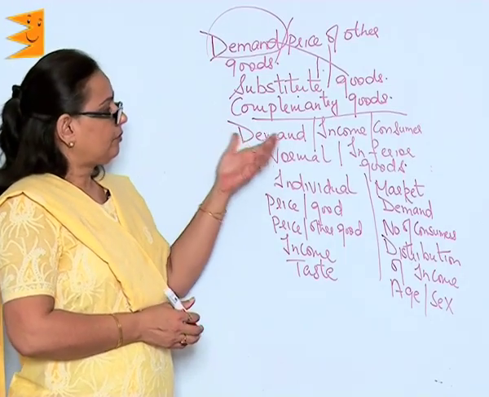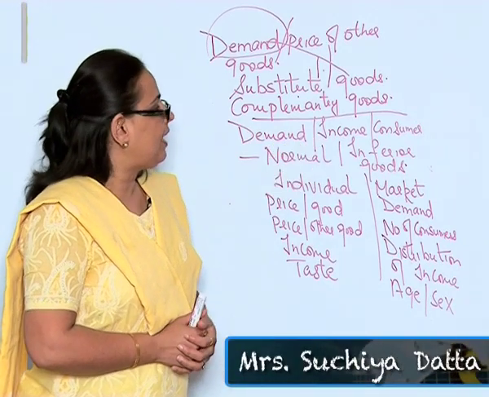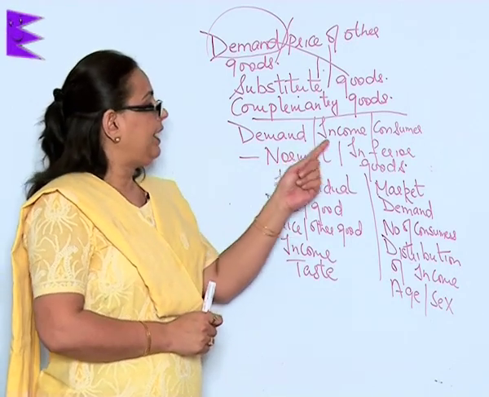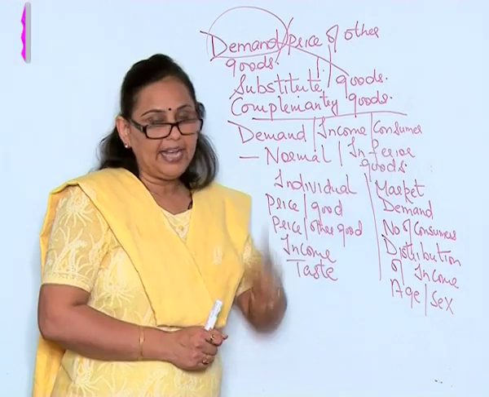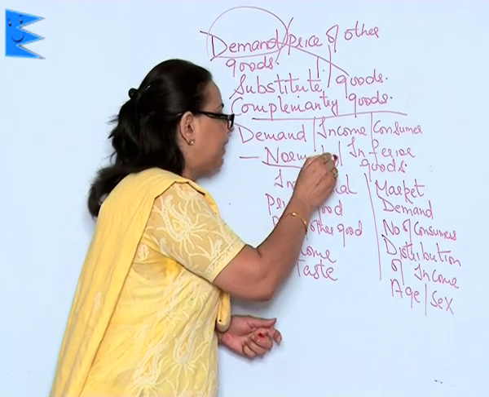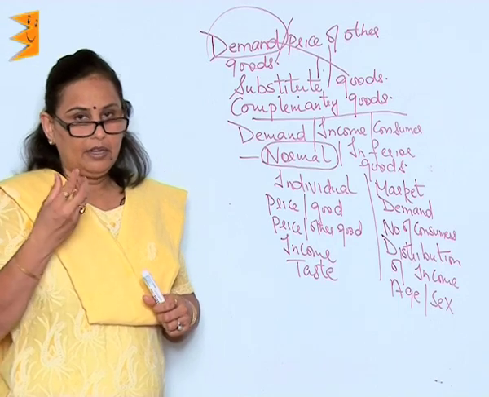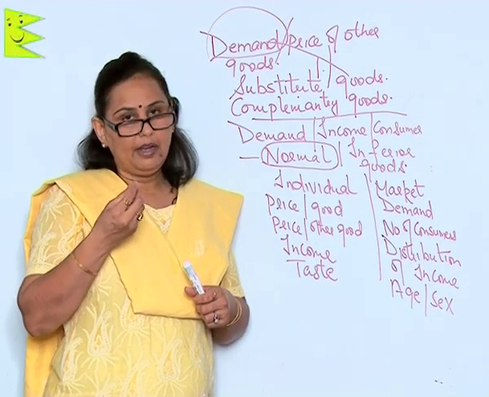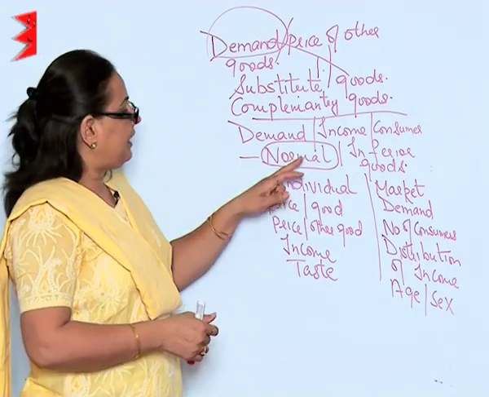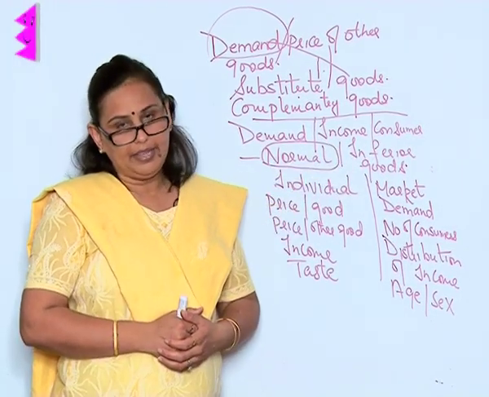Now, we shall see how demand gets affected by the income of the consumer. Here, when the income of the consumer rises, the demand for the normal good increases. Supposing he was purchasing 100 grams of butter a day, he could increase it to 200 grams a day. So, there is an increase in the demand for the normal good when the income of the consumer rises.